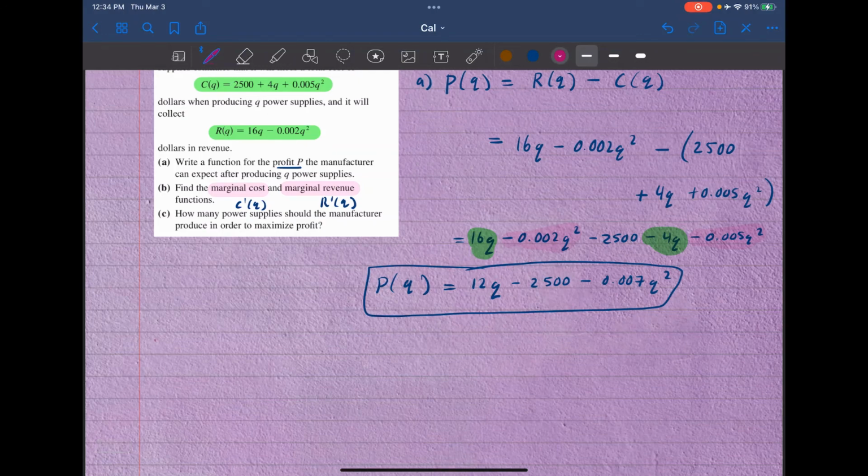So for the marginal cost, that's the derivative of the cost. So I differentiate 2500, that's 0. I differentiate 4Q, that's 4. And I differentiate 0.005 Q squared. Well, that will simply be just 0.010 Q. So that's our marginal cost.